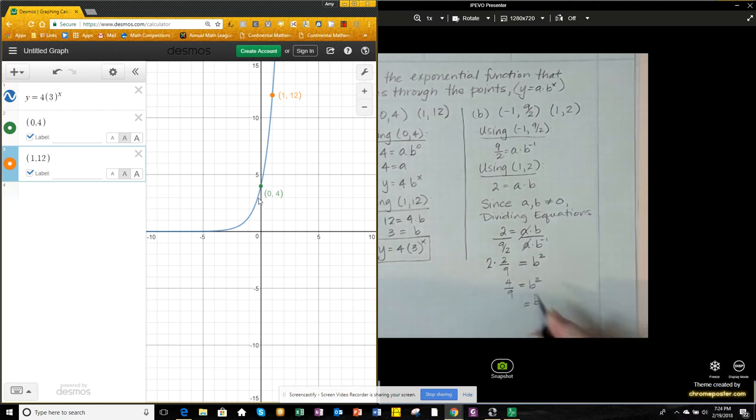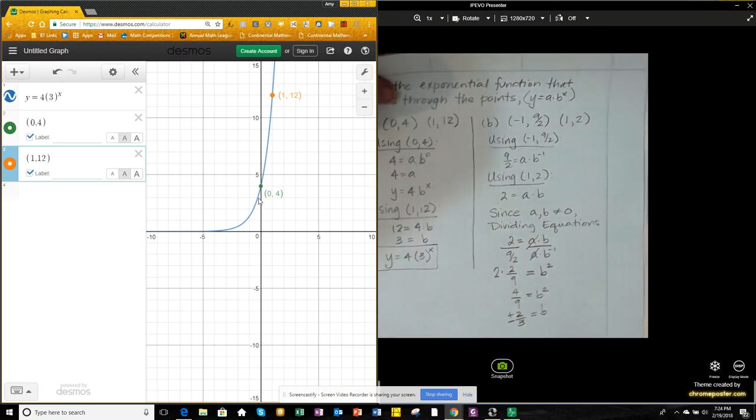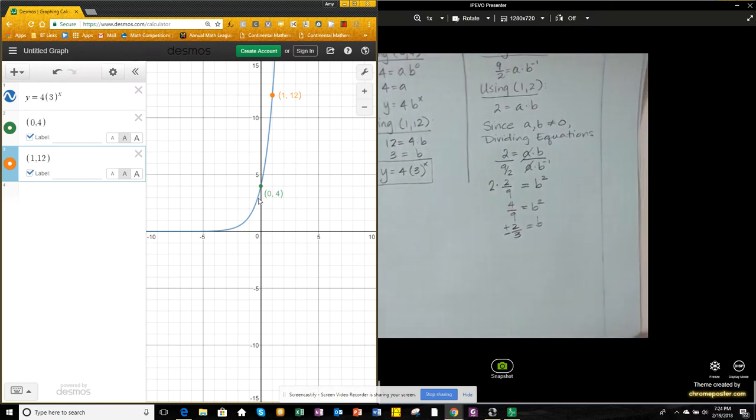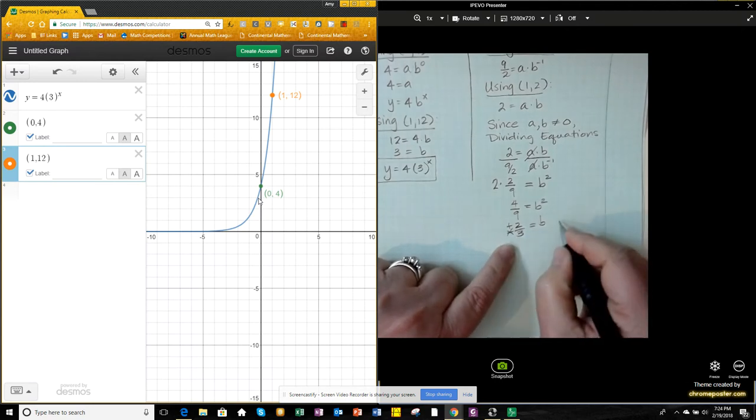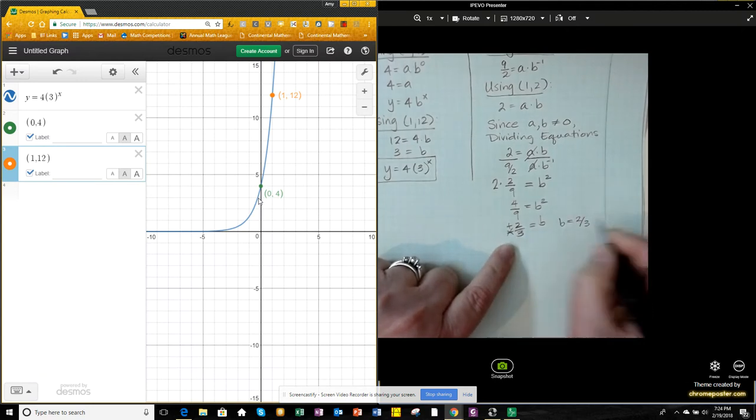And b is going to equal 2 thirds plus or minus. Now, I have to choose the plus only because the base can't be a negative number. All right, so I know that b is going to have to be 2 thirds here because we can't have a negative base and it be an exponential.